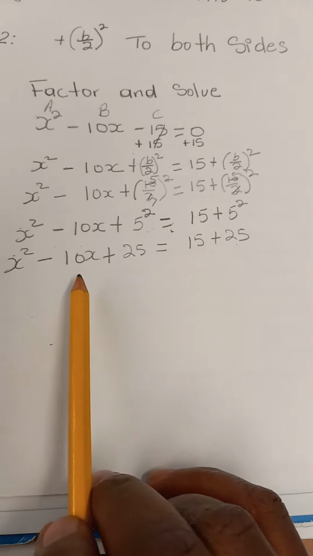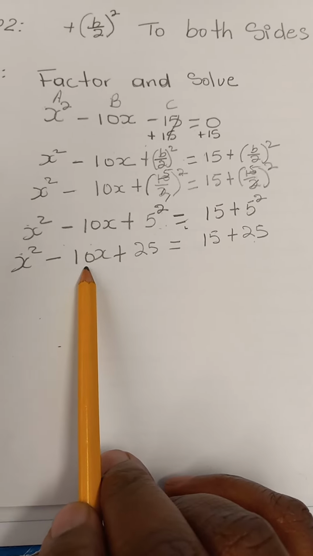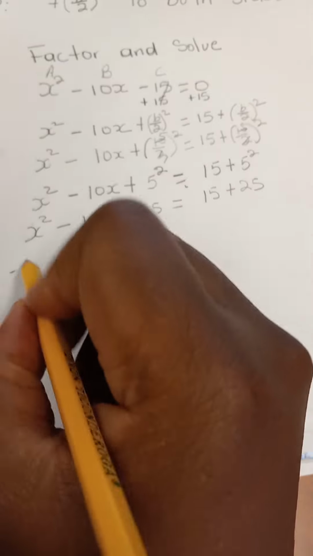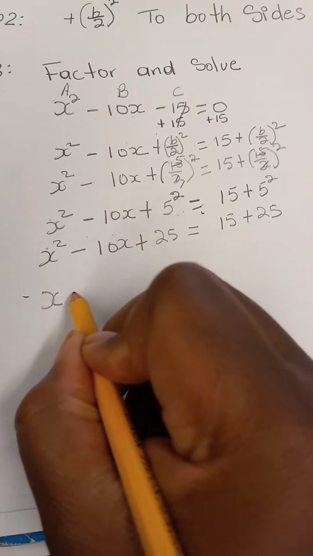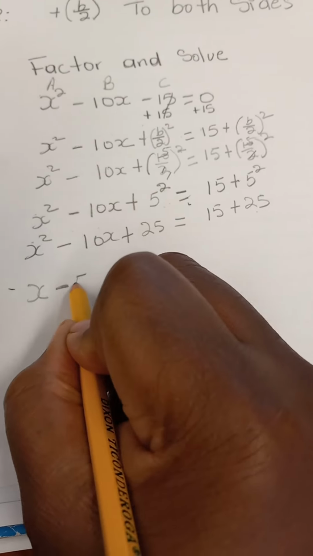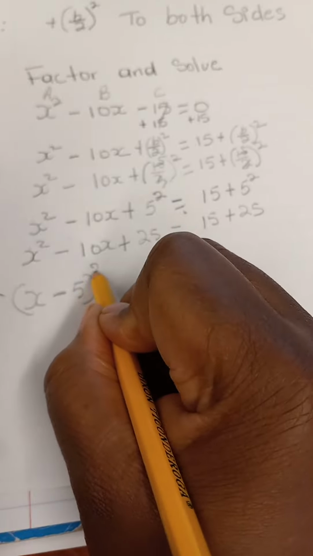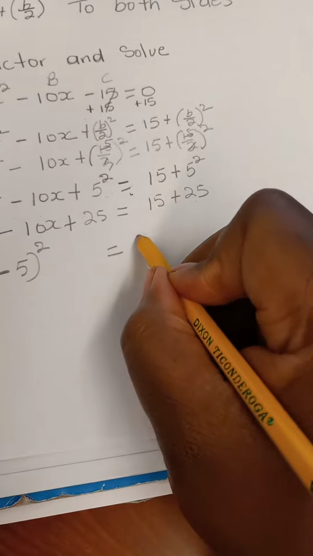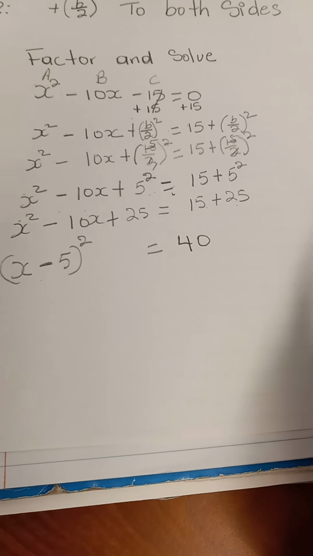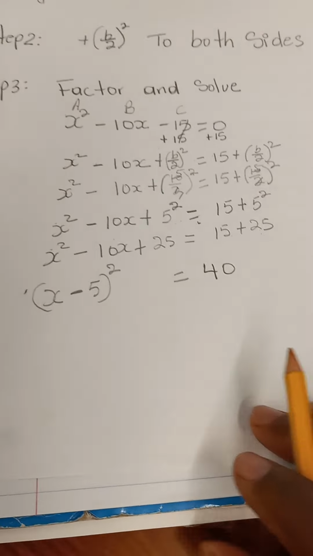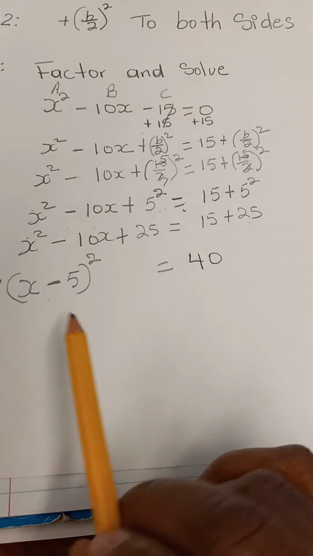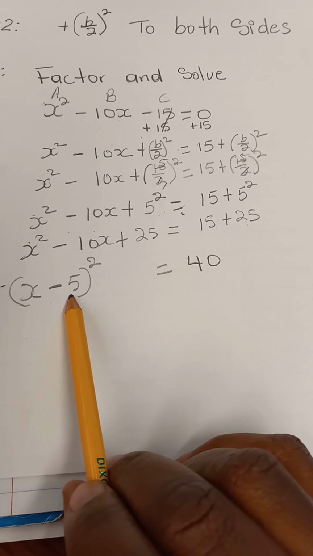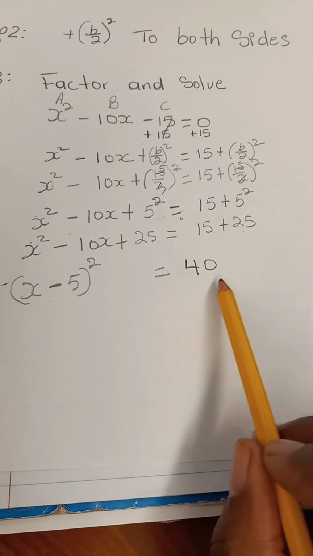Now the operation in front of your b is minus. So you're not going to put the positive, you're going to rewrite this as x minus 5. Don't forget your square, which is going to equal 15 plus 25, which is going to equal 40. We're not done. We have one more step left. So therefore we have x minus 5 all squared is equal to 40.